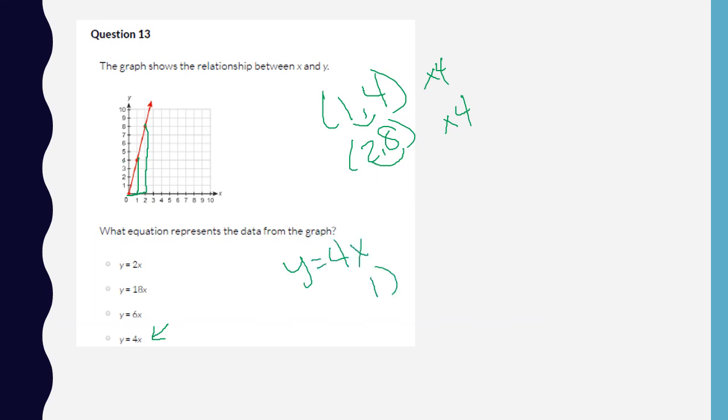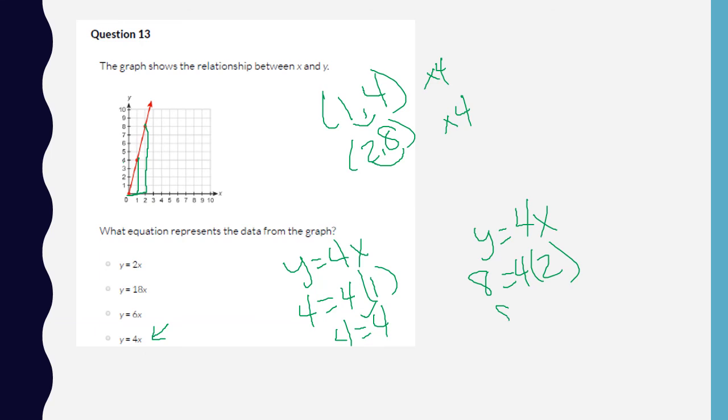So if I plug these in, 4 equals 4 times 1. 4 equals 4, that's right. Now I'm going to do it with my 2 and my 8. 8 does equal 8. So yes, that is my answer.